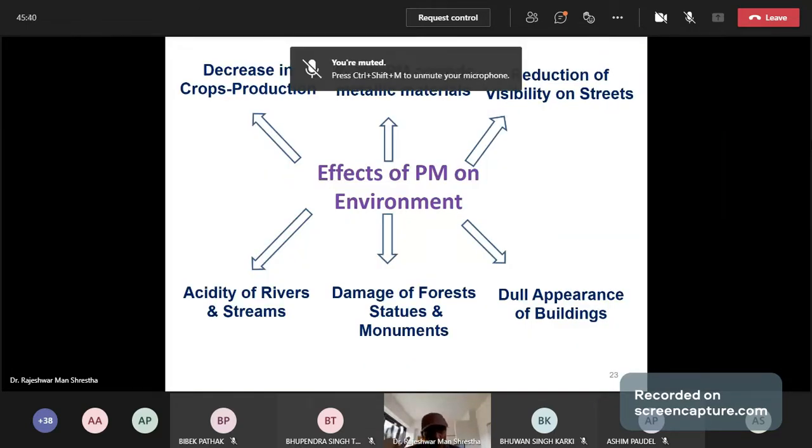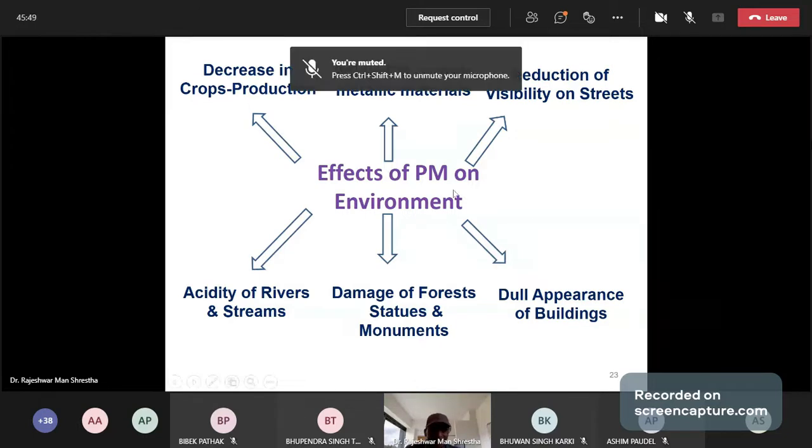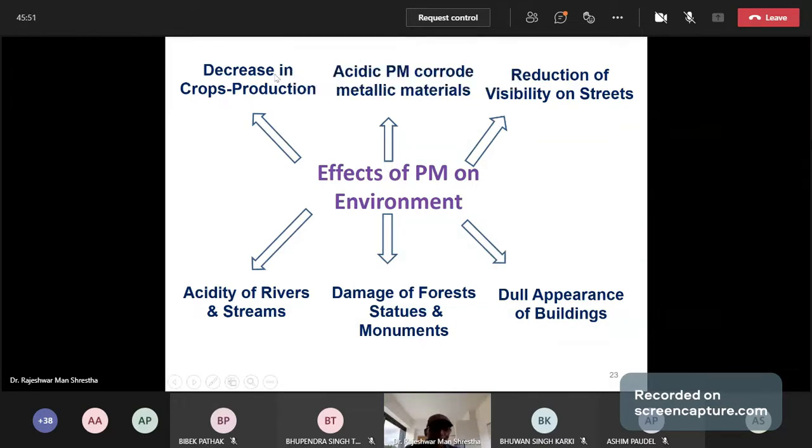You have to do more and more exercise in the morning, and more exercise for the lungs decreases the effect. Effect on the environment: decrease in production.